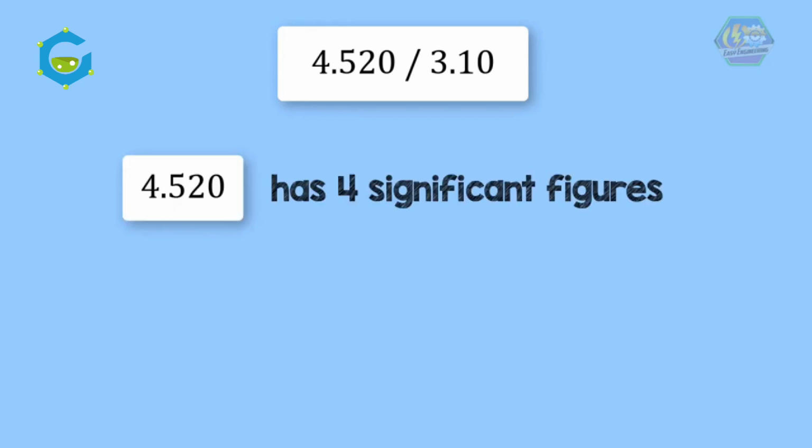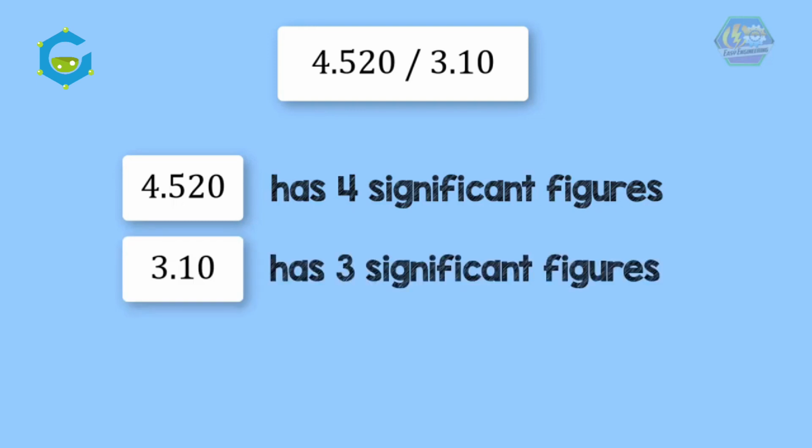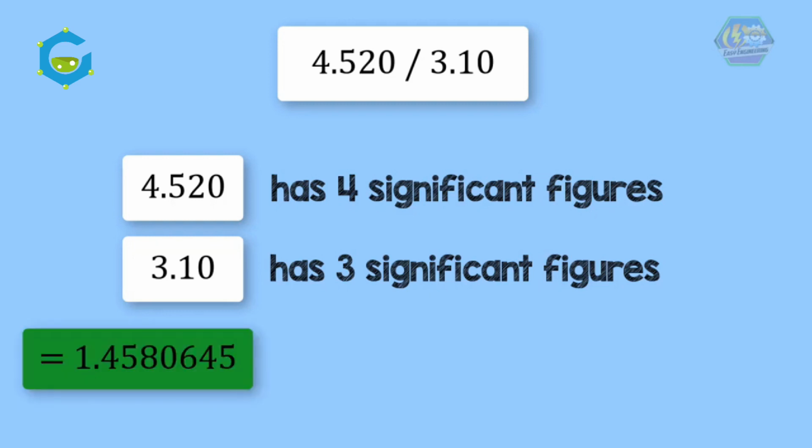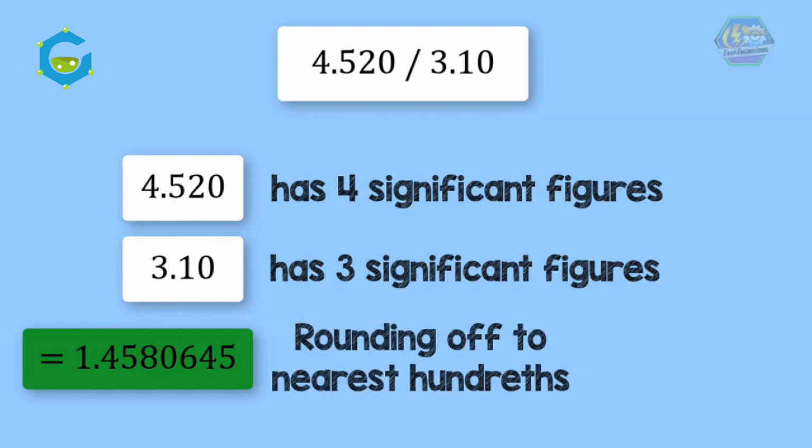Another example, 4.520 divided by 3.10. 4.520 has 4 significant figures, while 3.10 has 3 significant figures. So our answer should also be reported with 3 significant figures. So we have 4.520 divided by 3.10 is equal to 1.4580645. Then round off to the nearest hundredths for us to have a 3 significant figure number. So we will be having 1.46. The answer is 1.46.